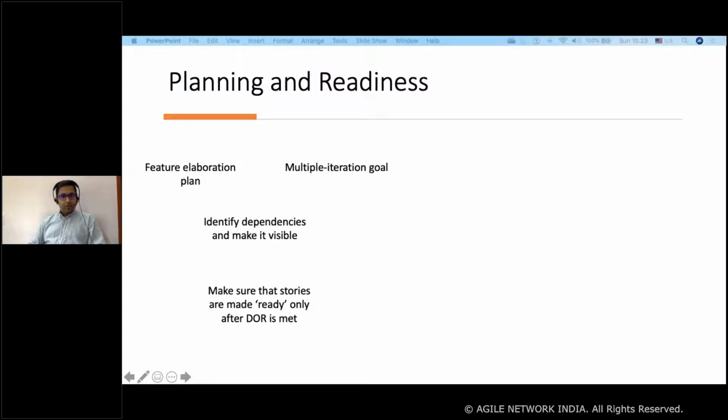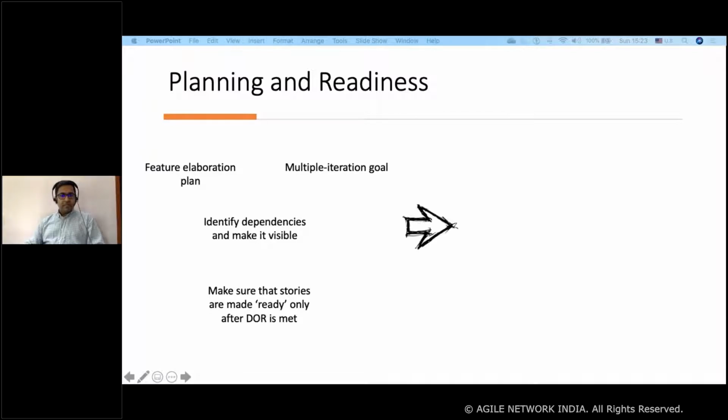And on top of all this, the business stakeholders and product owner were requested to make the story ready only after the DOR is met. So a definition of ready was established. There was a definition of ready, but it was not strictly followed, and that's why they ran into trouble. So it was strictly mandated to meet all the definition of ready before the story is made ready and the team pulls it into the sprint.